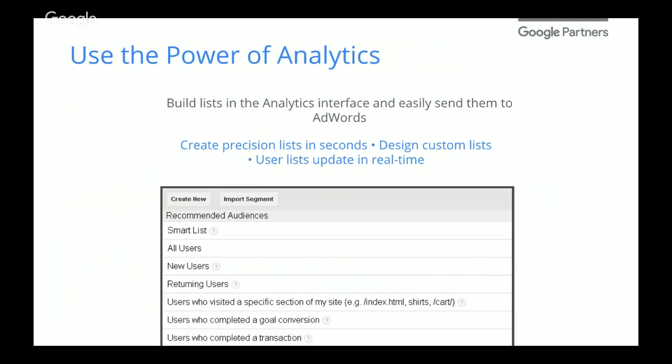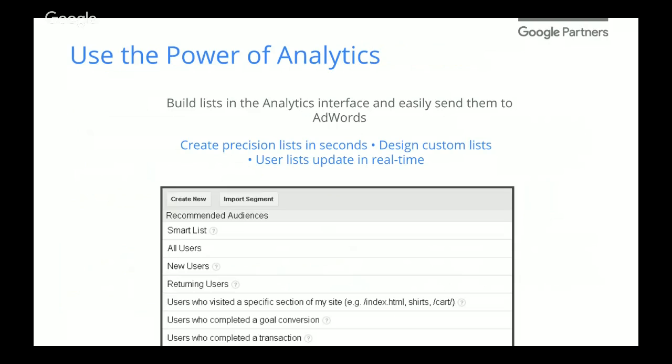So you can use the power of analytics to actually build remarketing lists and easily send them to AdWords. This is useful even if you already have remarketing running or don't have remarketing at all. It just makes it very easy to create very smart lists. So the way you do this is you go to the top of your analytics account and click on the admin tab.